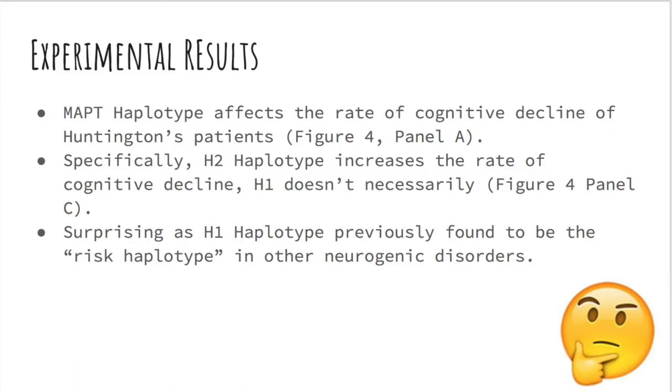Now, the reason that these findings are actually rather surprising is because, as I alluded to earlier in the presentation, when experimenters identified the tau proteins as one to study with respect to Huntington's, they had this pre-existing knowledge that the H1 haplotype was the risk haplotype for other neurogenic disorders.